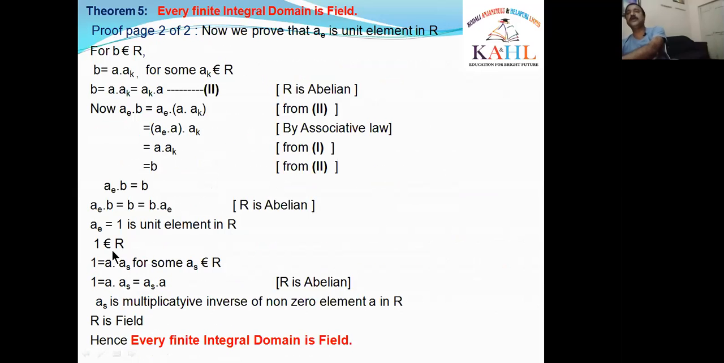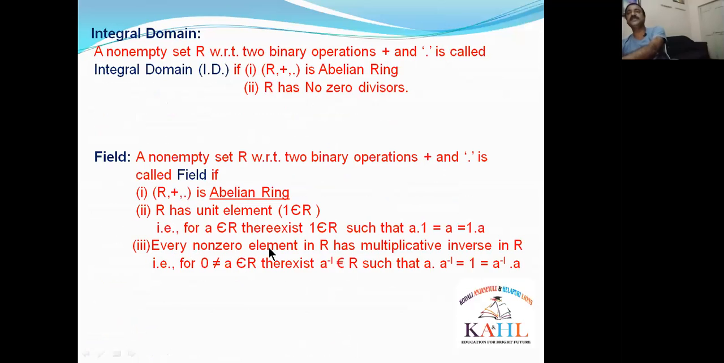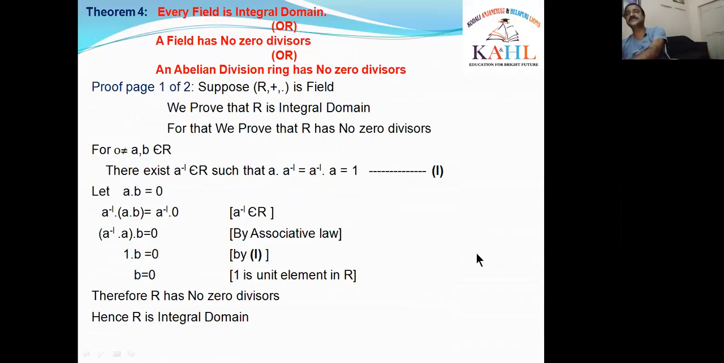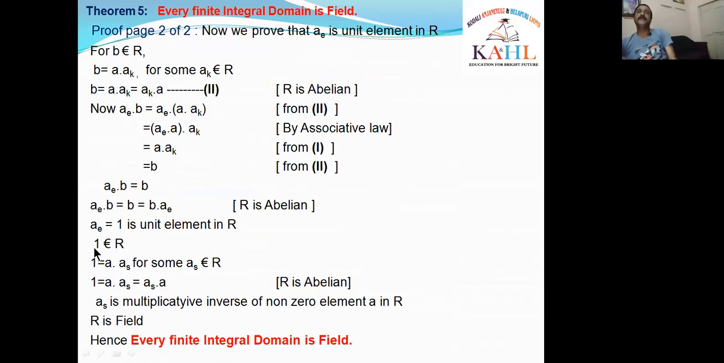Now we are going to prove the third one, that every non-zero element in R has a multiplicative inverse. Because 1 is in R, each element in R is in the form of a·as for some as. That's why 1 is in R, so 1 can be written as a·as, for some as belonging to R. These two elements are in R, and R is an integral domain, so by the commutative law, a·as can be written as as·a. If we observe that a multiplied with as, we got the identity element, that is the unit element. That means as is called the inverse of a.